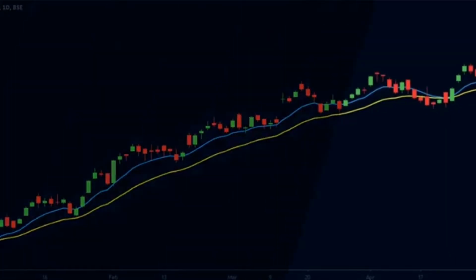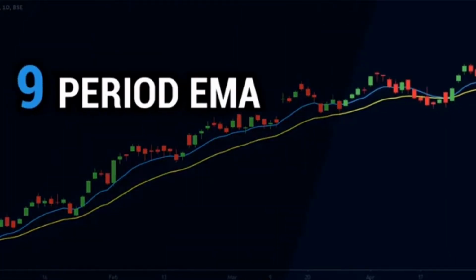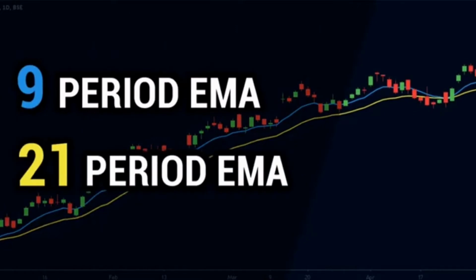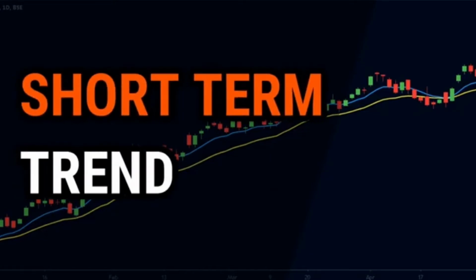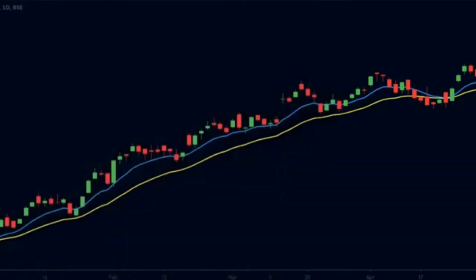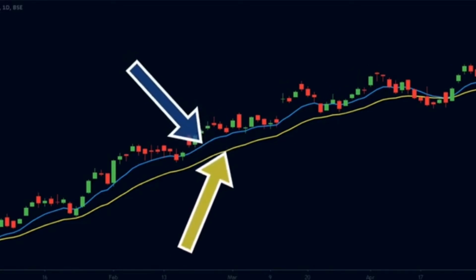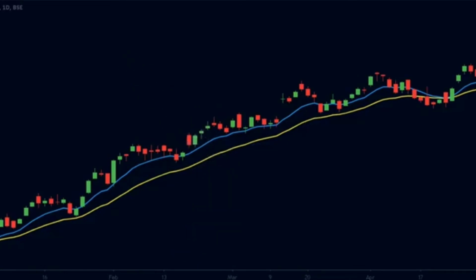When it comes to our strategy, we will use the 9-period and the 21-period exponential moving average. This is because we are only concerned with the short-term trend of the market. This is how the moving averages look on the chart. Here, the blue line is the 9-period moving average, and the yellow line is the 21-period moving average.